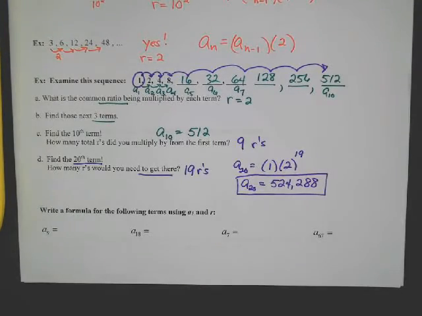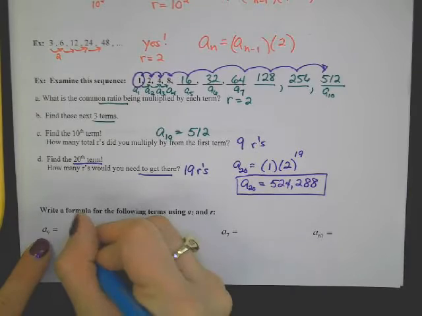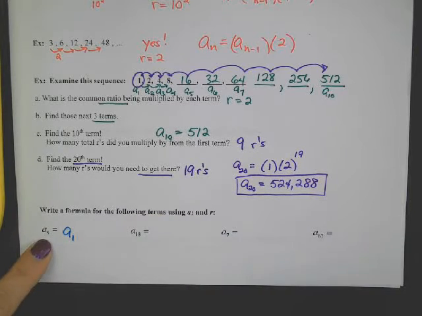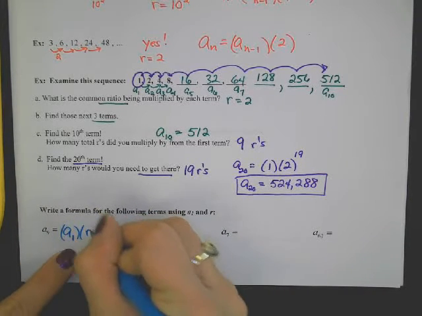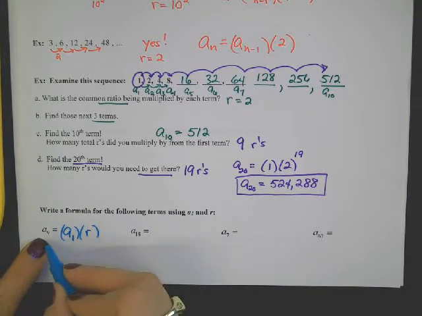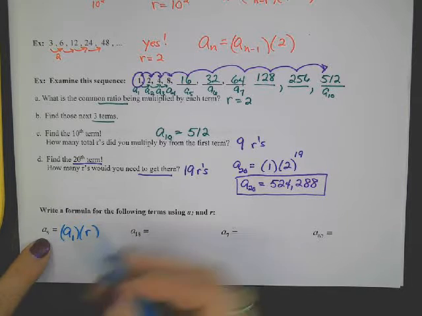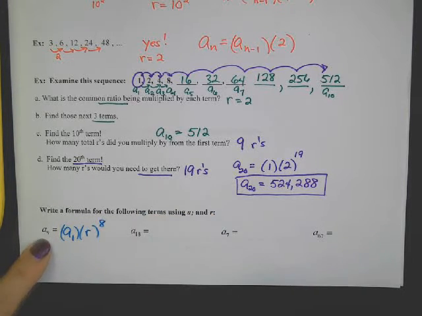Write a formula using A1s and R's. So the technique for these, to get to the 9th term, you would start with the first one, A sub 1, start in the beginning. And then you're going to multiply by R. How many R's would you need to get to number 9? You would only need 8.